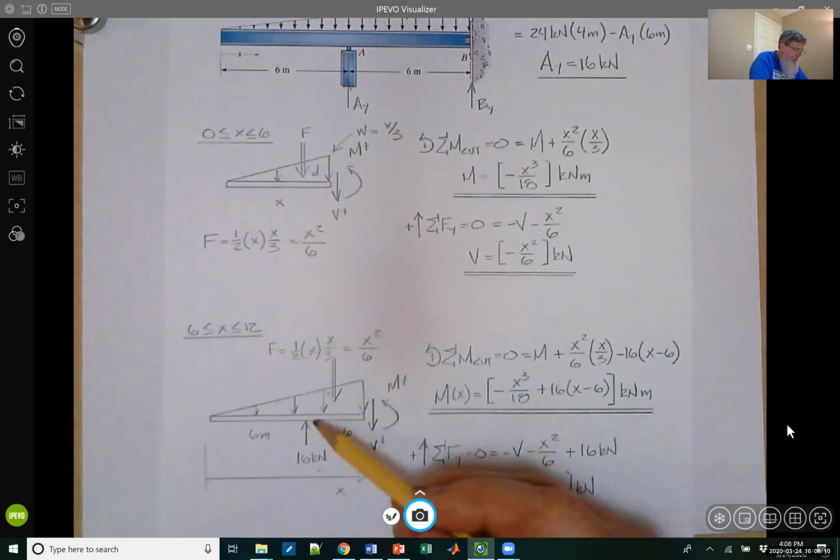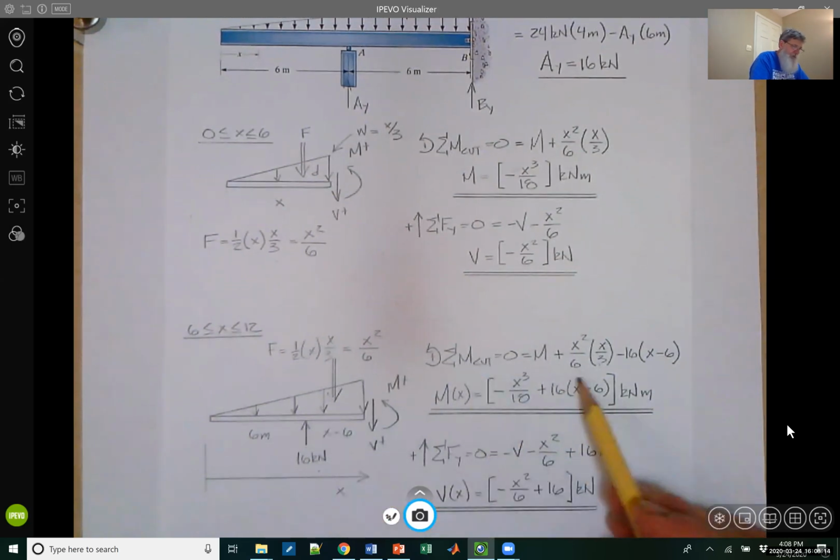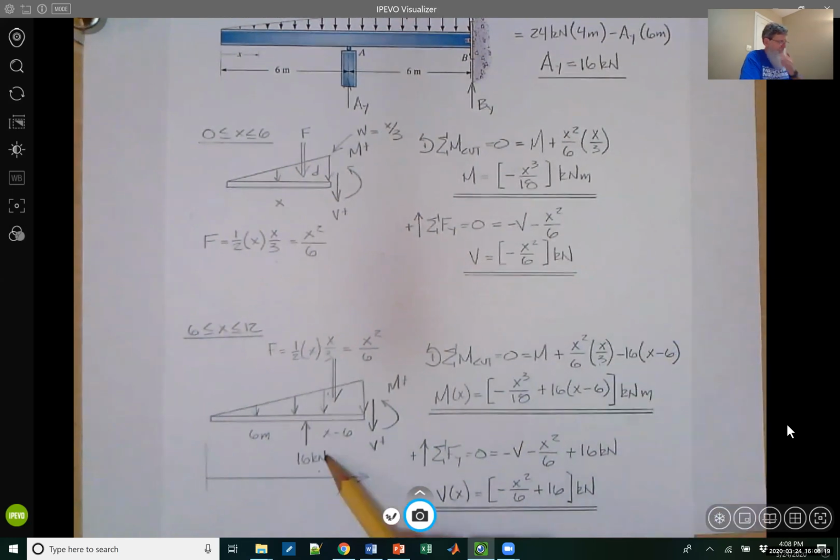The new thing is I have my reaction here at this 6 meter point. So when I sum my moments, I get the same thing I had before, you can see, but with the additional component of the reaction.